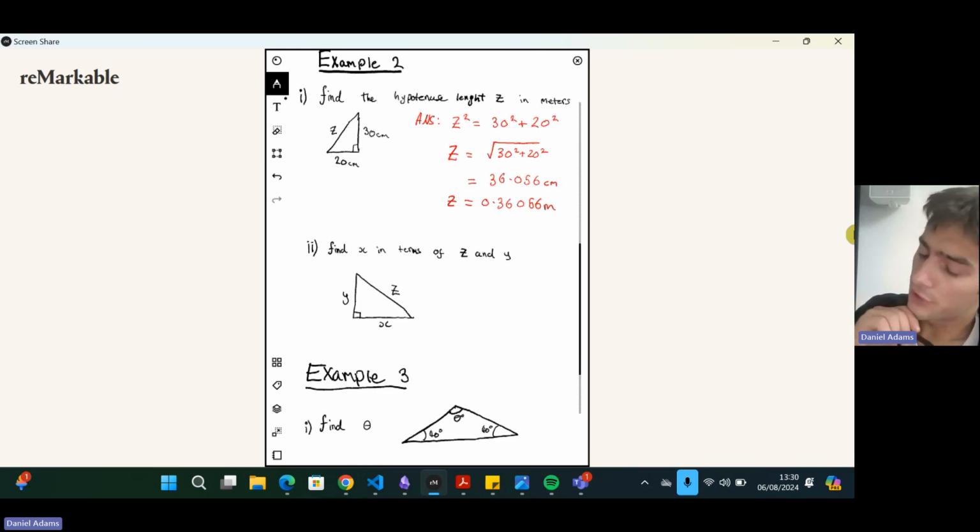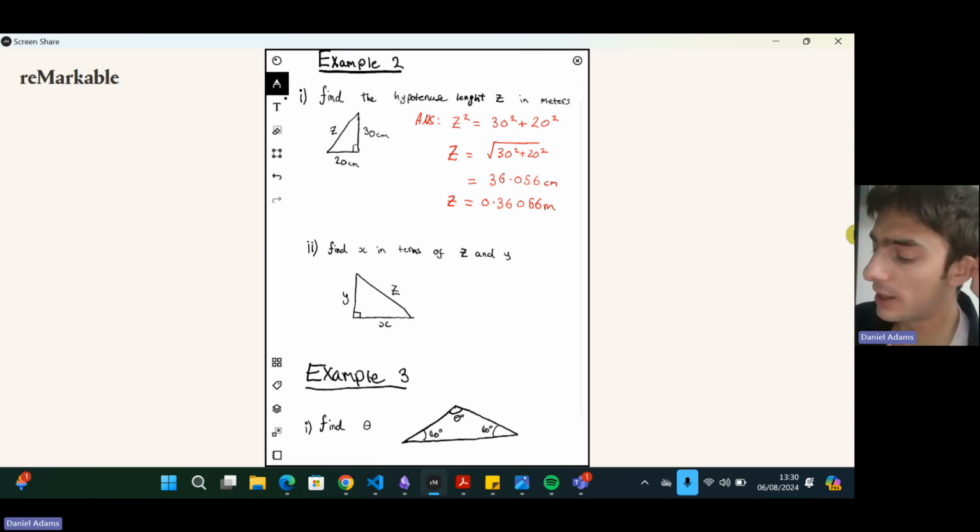Now, part II of this question gives you a new triangle, and it says to write x in terms of these variables y and z.